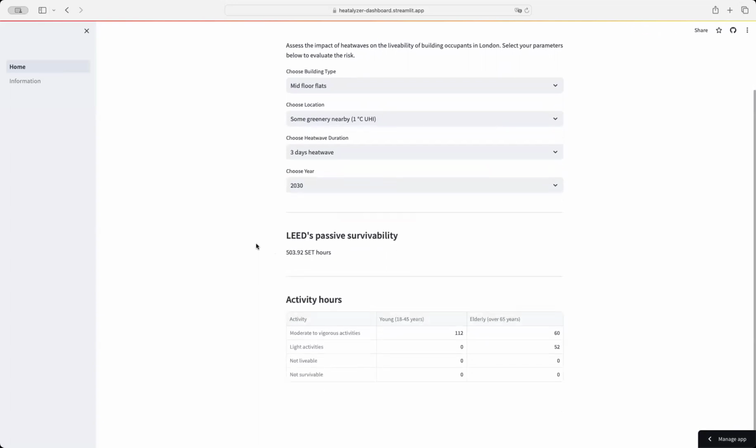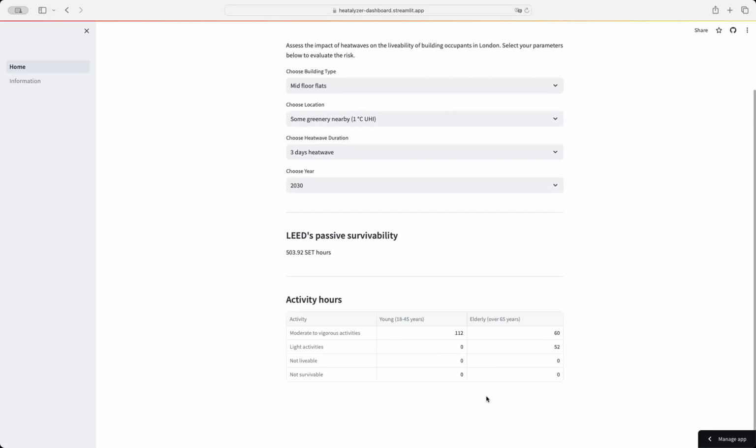So these least passive survivability means that we look at the set hours. So you can see for this particular scenario, we would expect to have 500 of these set degree hours over 1 week. And then also the activity hours that I'll talk about for younger populations and elderly. So you can see for young from 18 to 45 or over 65 years old, how many hours during daytime you would still be able to do what kind of activity levels.